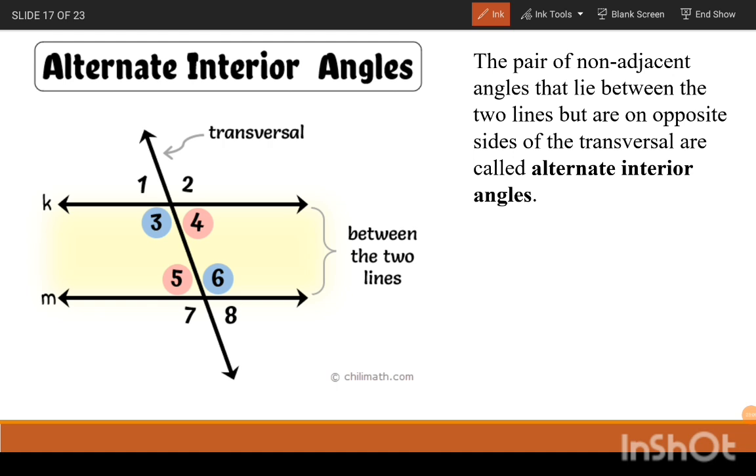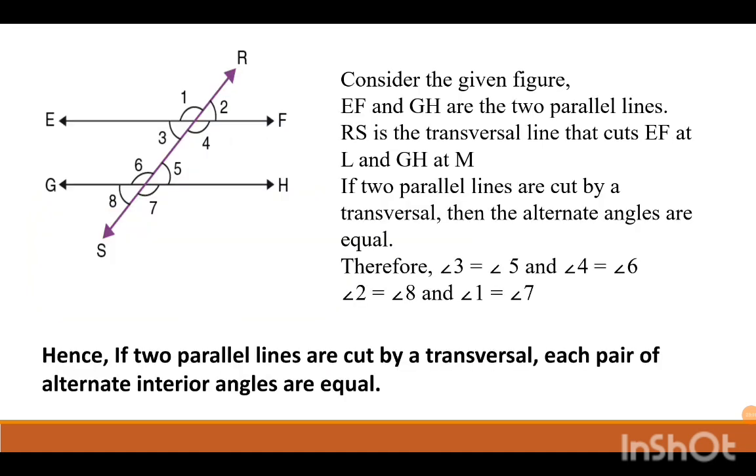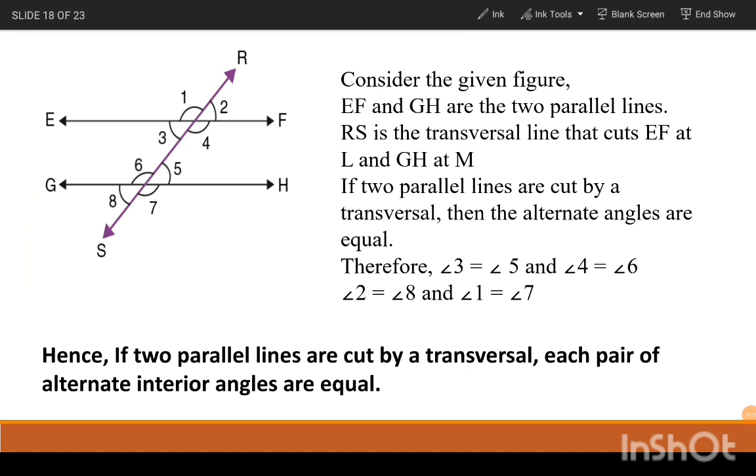Here 3 and 5, 4 and 6, they are alternate interior angles. They form a Z shape. The opposite one also.